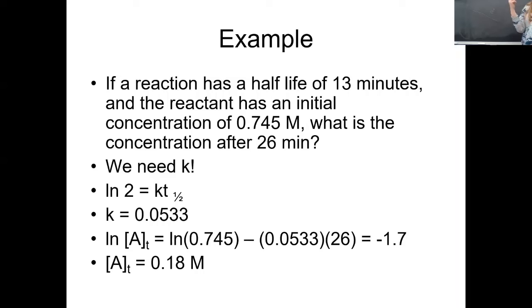So if 2 half-lives have passed, then I take my original concentration, cut it in half, and then I cut it in half again. Oh, I thought I had that written on here. So if you take in your calculator 0.745 and divide it by 2 and then divide it by 2 again, you should get about 0.18. Or if you just divide it by 4, you should get about 0.18 because 1/4 is half of a half.